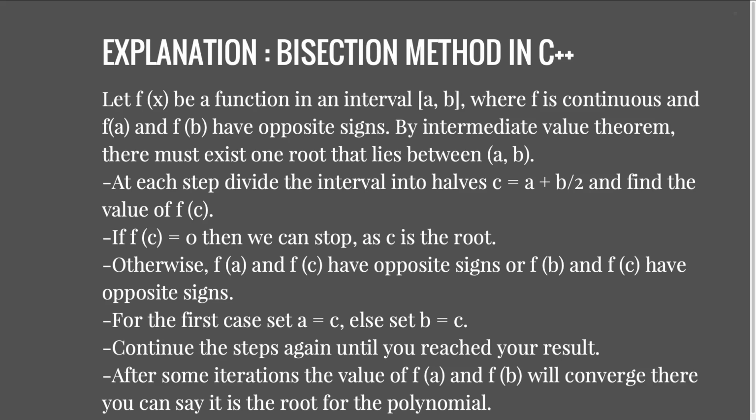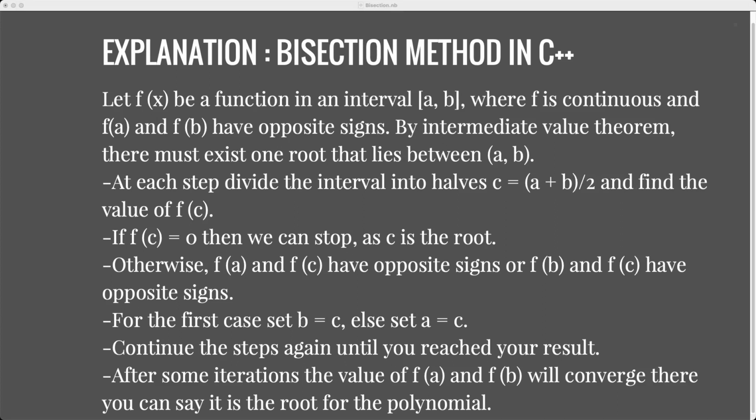At each step of the method, we divide the interval into 2 halves. We do that by defining a midpoint c, which is equal to (a plus b) over 2. And we evaluate the value of the function at that point, f of c. Now, obviously, if f of c is 0, then we have found the root and we can stop. But usually that won't be the case. So f of c will have a sign, and we look at the sign to decide which side the root is.